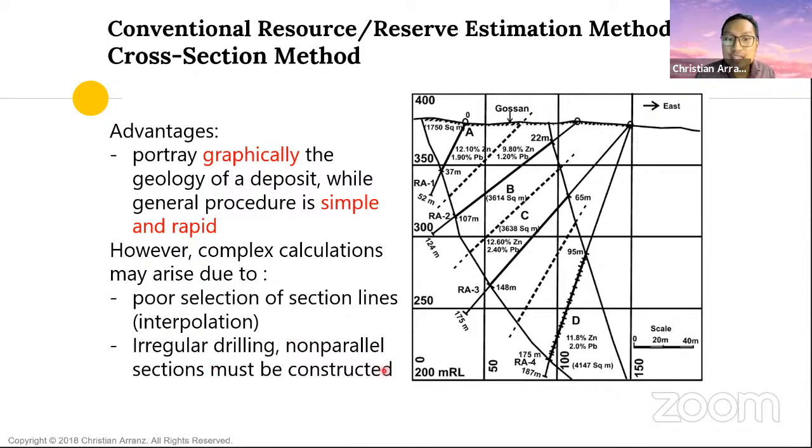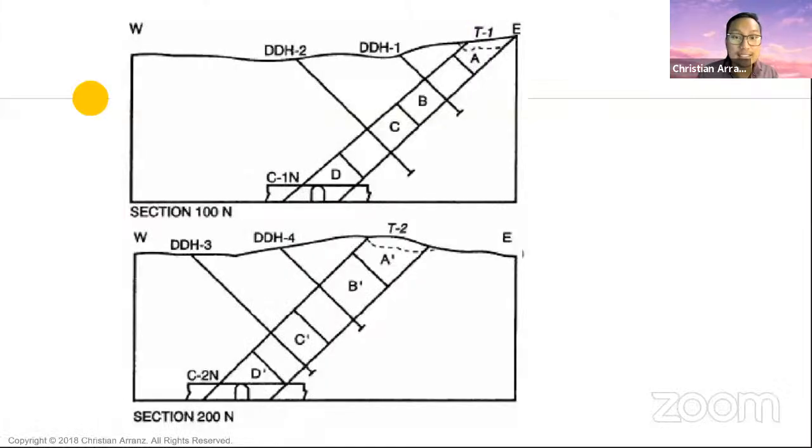Paano kapag nag-i-intersect na yung mga drill holes mo? Ang hirap na gumawa ng sections. So yun yung non-parallel na siya, tapos irregular na siya, ang hirap na gumawa ng sections. So that's the problem with this method. Okay? So let's look at another example. Cross-section pa rin to, different diagram.